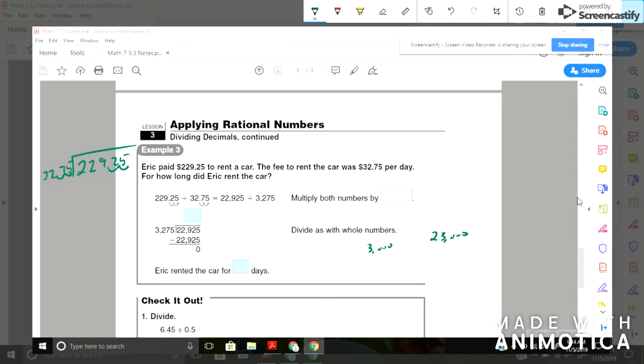How many times does 3,000 go into 23,000? Well, 3 times 7 is 21, and 3 times 8 is 24. So it's going to be between 7 and 8. Let's just try 7 first to see if that makes a difference. 3,275 times 7.